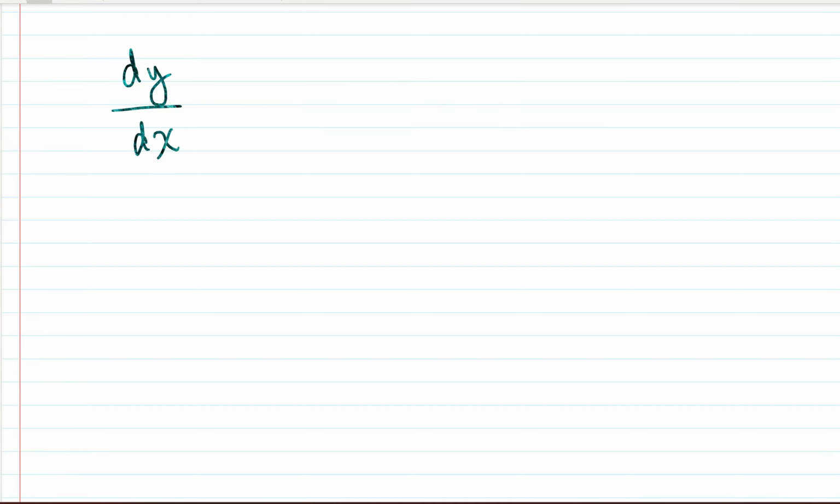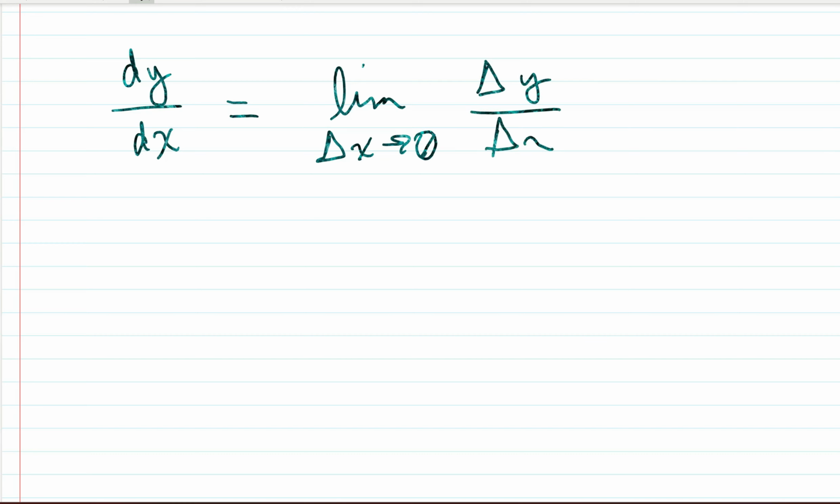That symbol dy dx is pretty popular, introduced by Leibniz, and make sure you know that it's not a ratio. It's just another way to write f prime of x, the derivative. So we can actually rewrite the definition of a derivative in Leibniz notation as dy dx equal to the limit as delta x approaches 0 of delta y over delta x.